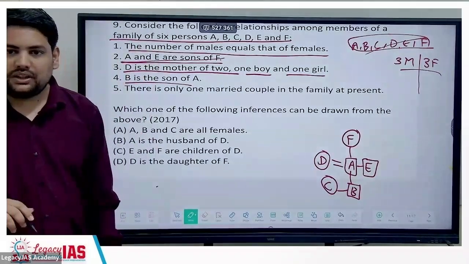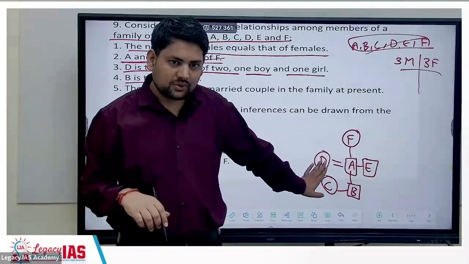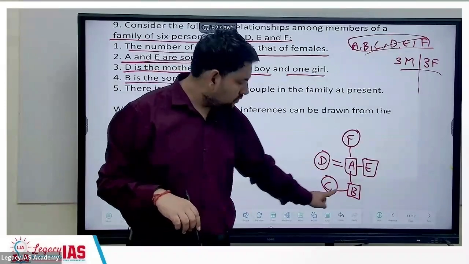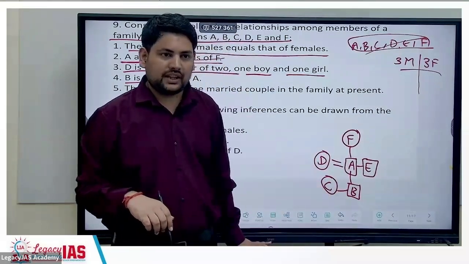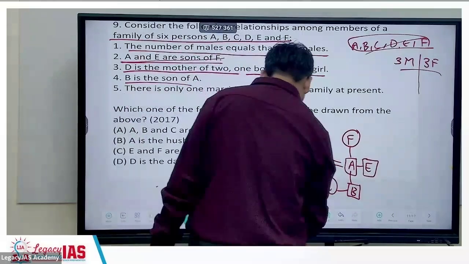Now the diagram is complete. Clearly, you can see D has two children, one boy and one girl. That's it. This is the diagram. Let me move this up.